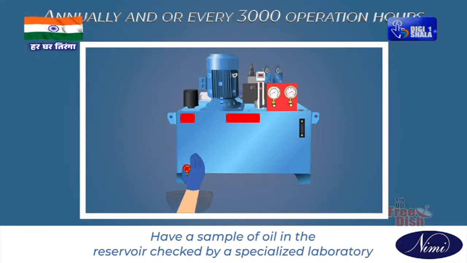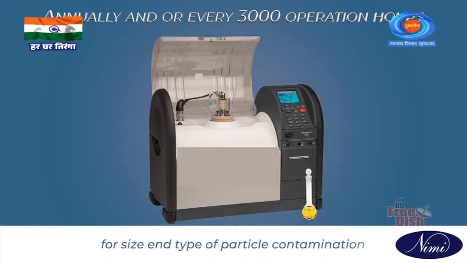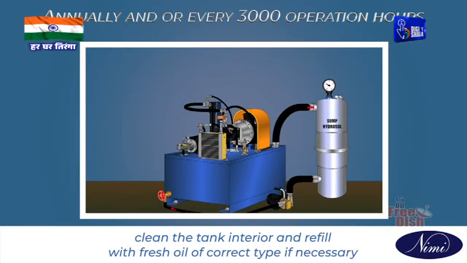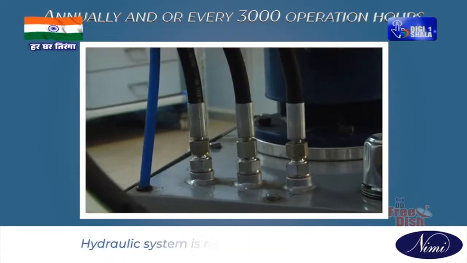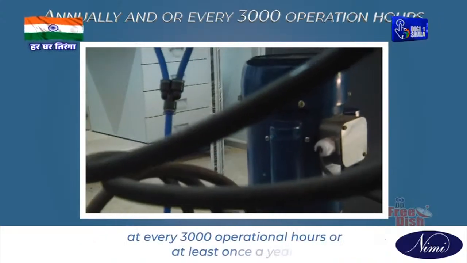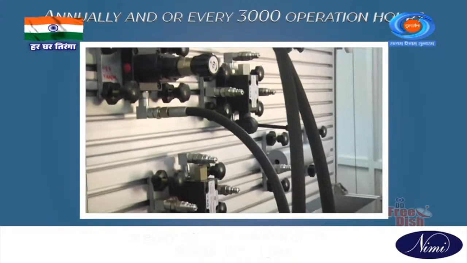Have a sample of oil in the reservoir checked by a specialized laboratory for size and type of particle contamination. Drain the reservoir if recommended, clean the tank interior and refill with fresh oil of the correct type if necessary. The hydraulic system is recommended to be serviced every 3000 operational hours or at least once a year.